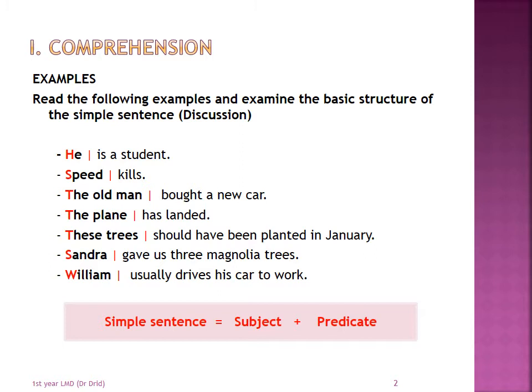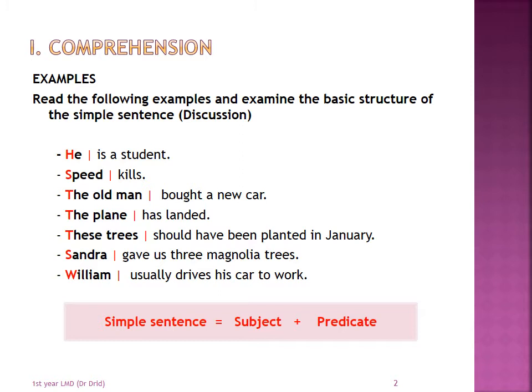Now let's say something about the general structure of the simple sentence. We take the first example. He is a student. Here there are 2 main parts, he and is a student. Now, the topic that we are speaking about, it can be a person or a thing. Here in that case it is he, is called the subject, what we are speaking about.